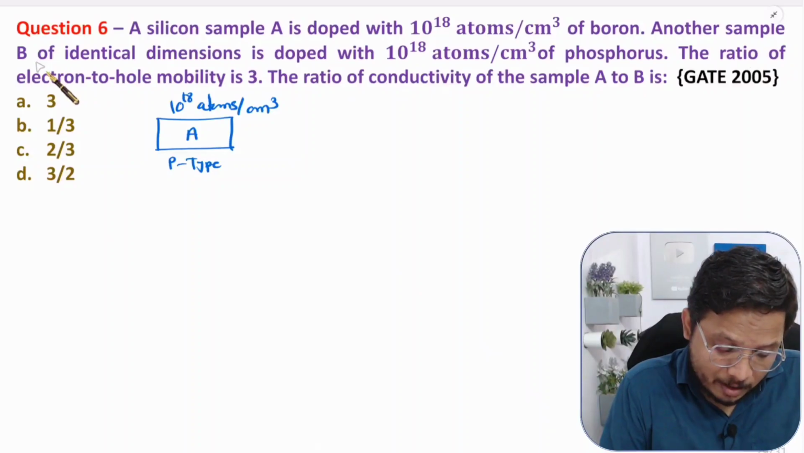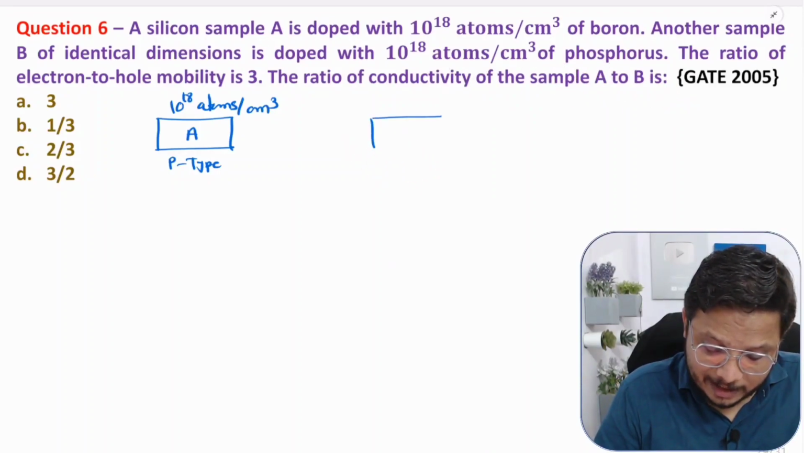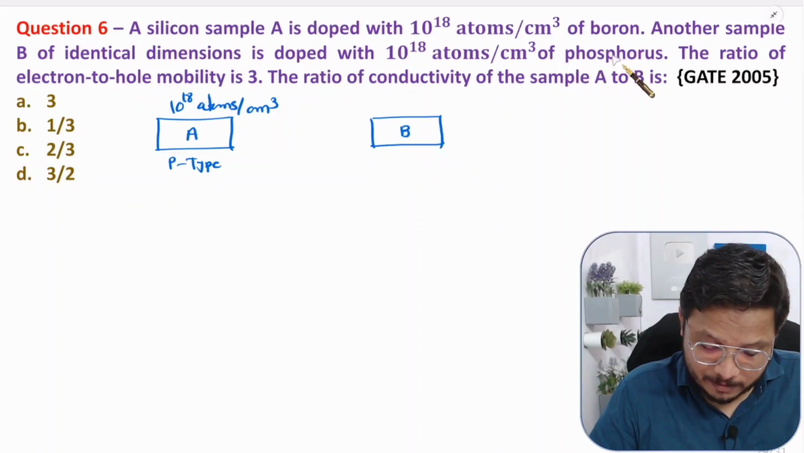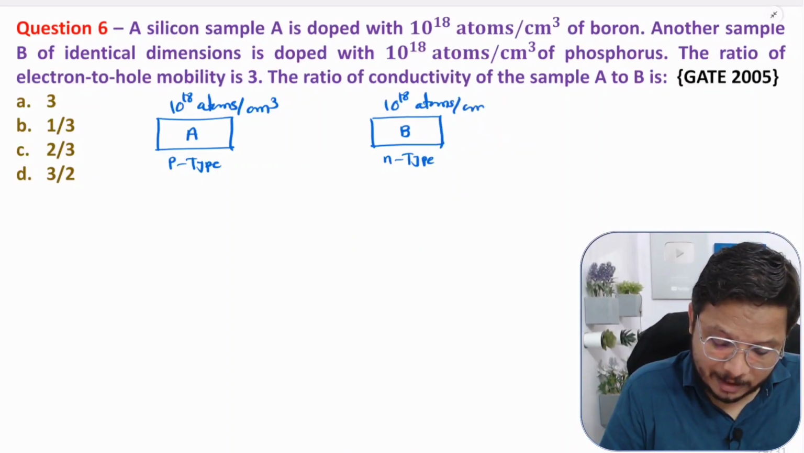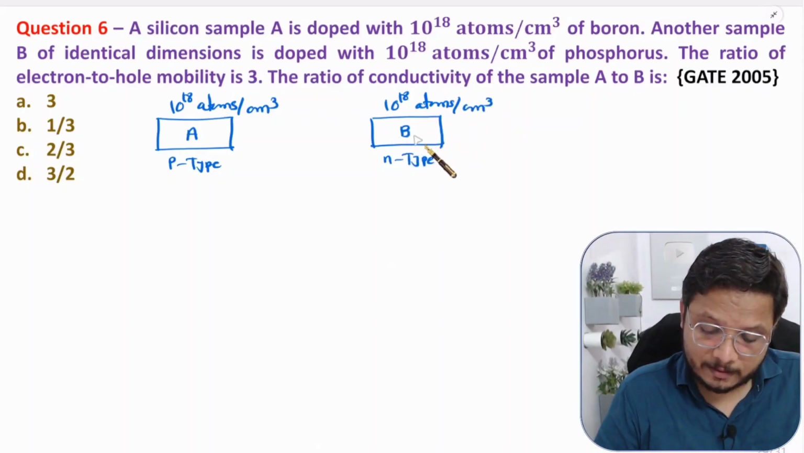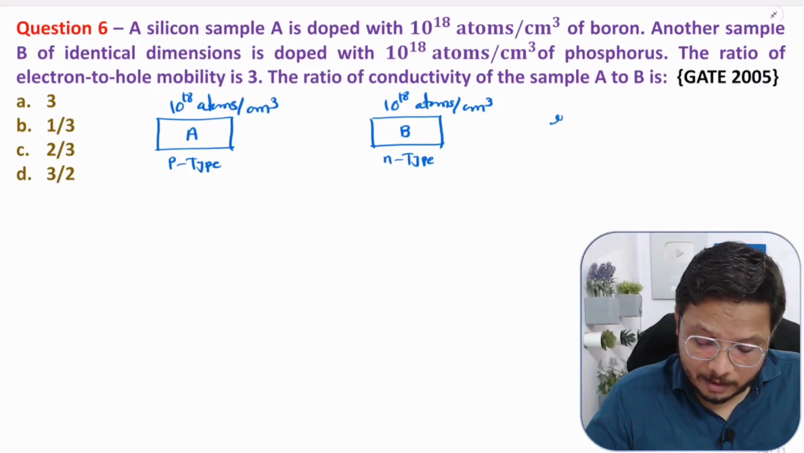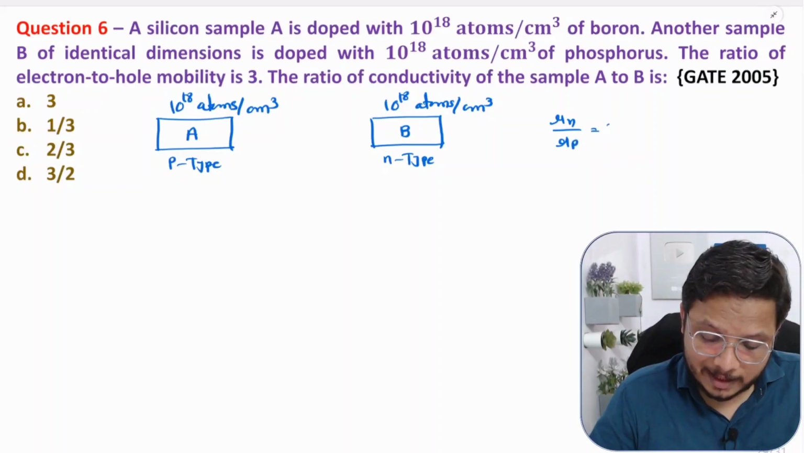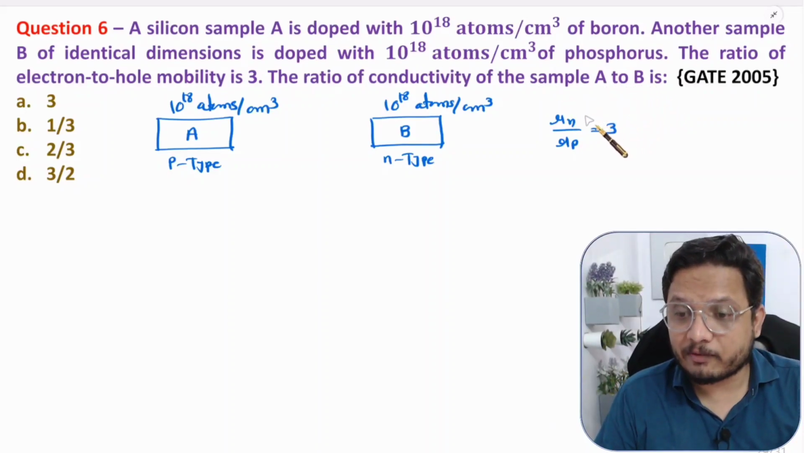Another sample B of identical dimension is doped with 10 to the power 18 atoms per centimeter cube of phosphorus. So the second material is doped with phosphorus, meaning that will be N-type material, doped with 10 to the power 18 atoms per centimeter cube. With that concentration we are doping this. The ratio of electron to hole mobility is 3. So here mu N by mu P is 3, that is given to us. The ratio of conductivity of sample A to B is how much? So we need to find the ratio of conductivity of A to B.